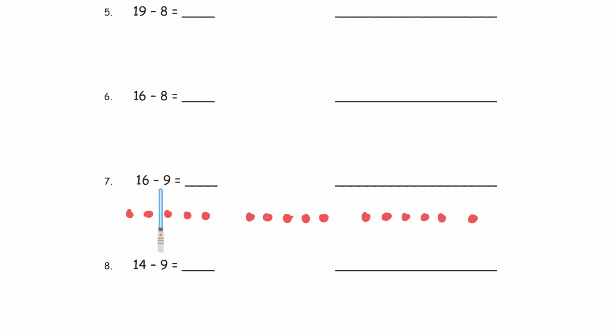This time we're going to subtract 9. So I have a group of 16 minus 9. So I'm going to cross out or take out 9 of them. So 1, 2, 3, 4, 5, 6, 7, 8, 9. All right, so I modeled minus 9 by taking out the 9 from that group of 16.